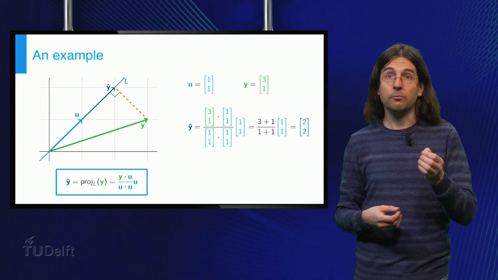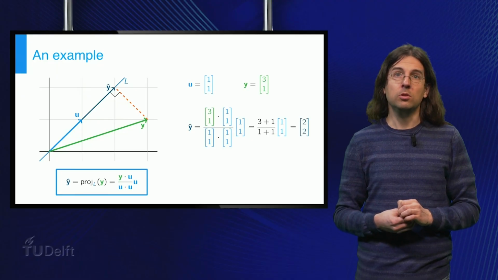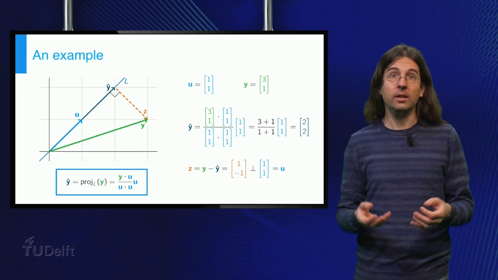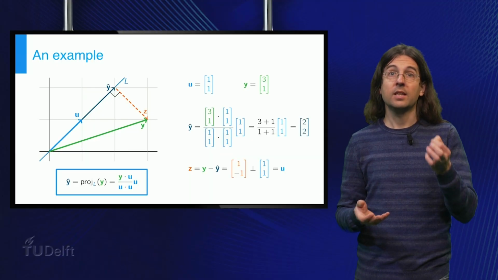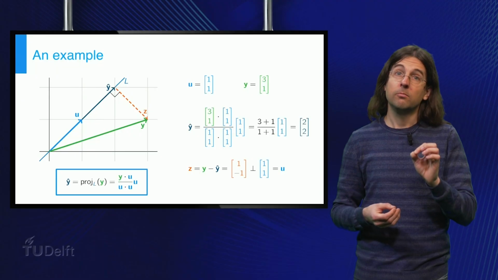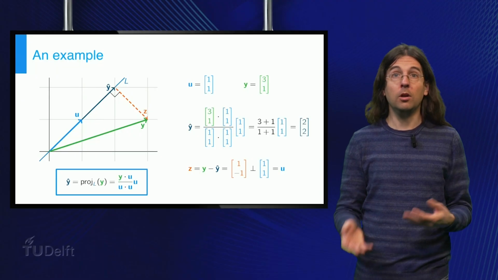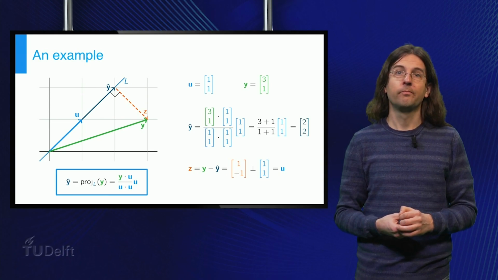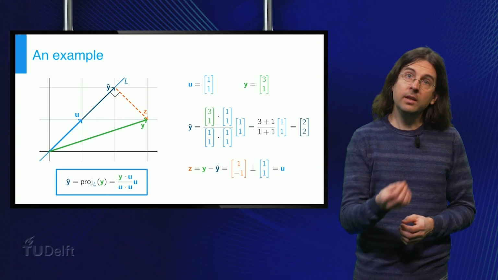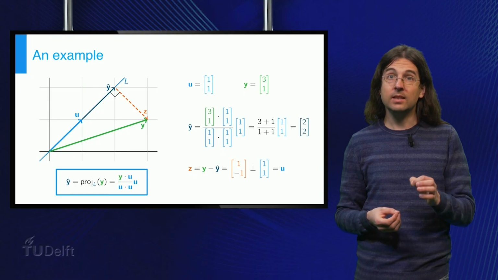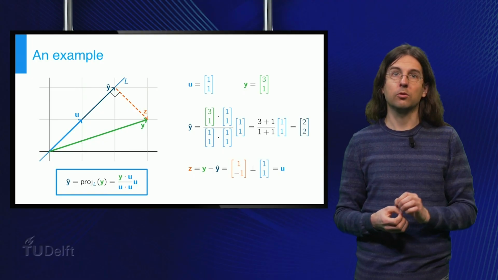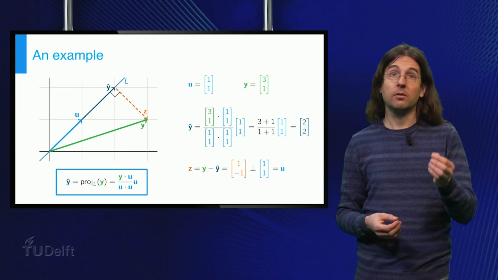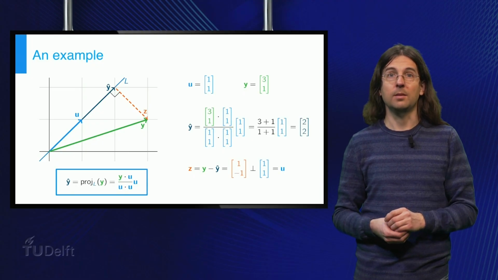Thus the quotient in front of u is indeed the ratio of 2 numbers. And z equals y minus y hat equals (1, -1), which is perpendicular to u, as you can check by calculating the dot product of u with (1, -1) and observing it becomes 0. You can now see why the value of the projection indeed does not depend on which vector u on the line L you choose. If you multiply u by a constant, then the resulting y hat remains the same.